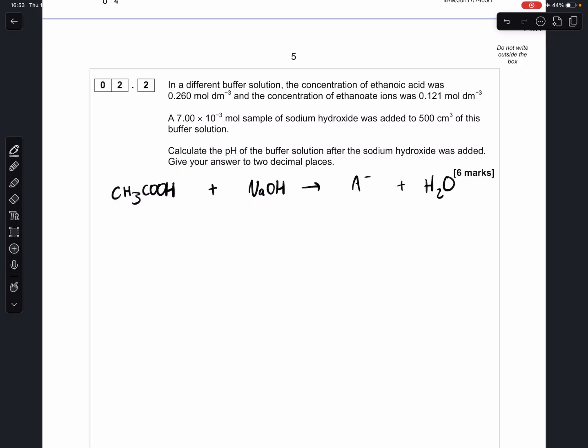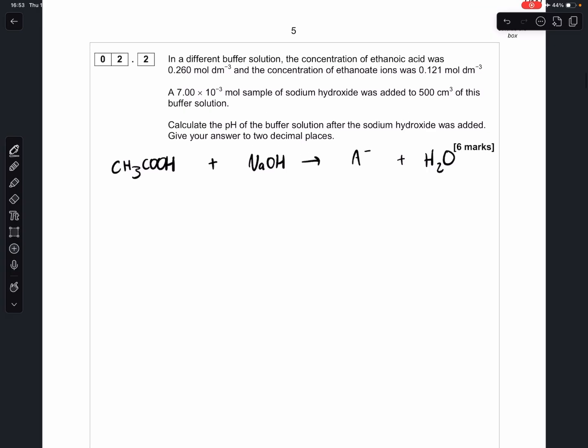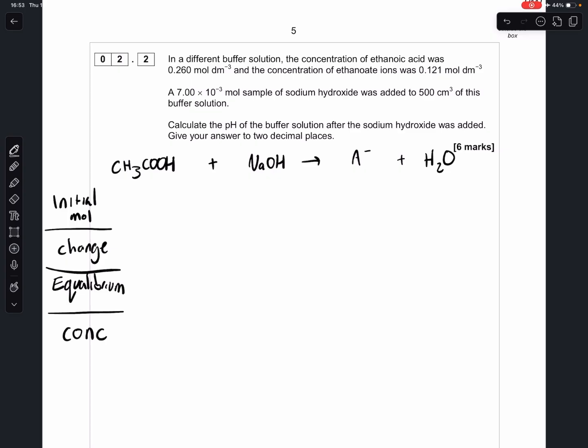So it says we want to calculate the pH after it's been added. So first we need to look at what we originally have. So we want to write our initial moles, our change, our equilibrium, and lastly our concentration, because that is what we have in the Ka equation. We use concentration, square brackets.